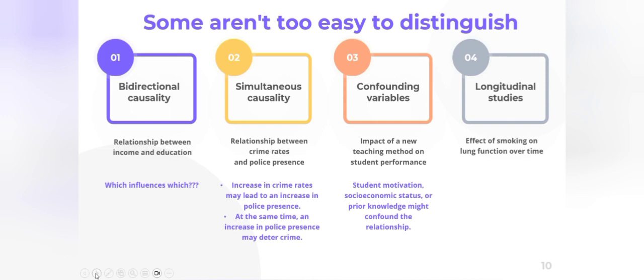The last one I have is longitudinal studies. These are studies where data is collected over an extended period of time. The example is the study of the effect of smoking on lung function over time. At the beginning, the smoking status could be the IV because it has an impact on the lung function. But over time, when lung function has deteriorated enough, it will prevent people from smoking and become the independent variable. So these are four situations when the task of identifying IV and DV is not straightforward.